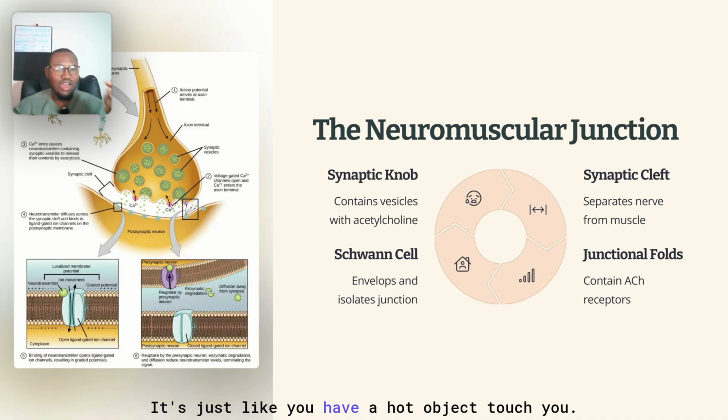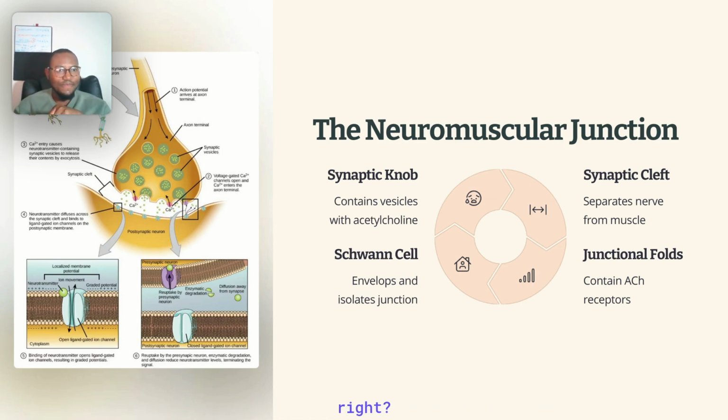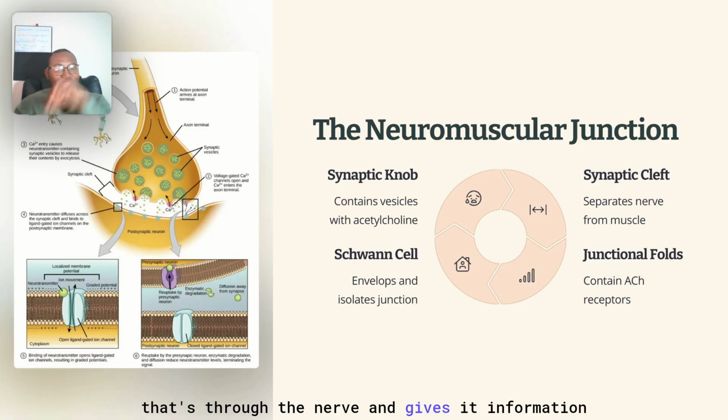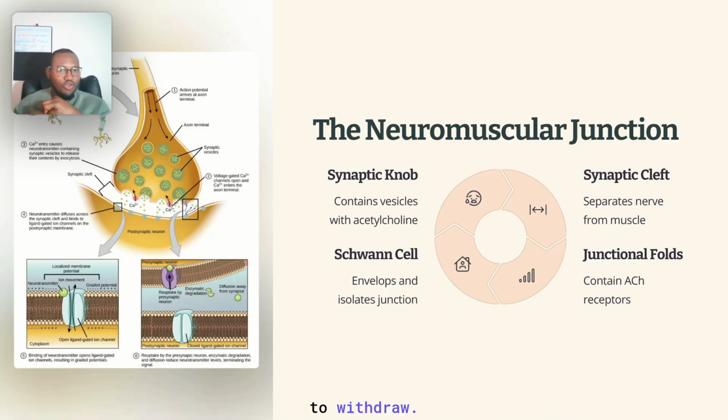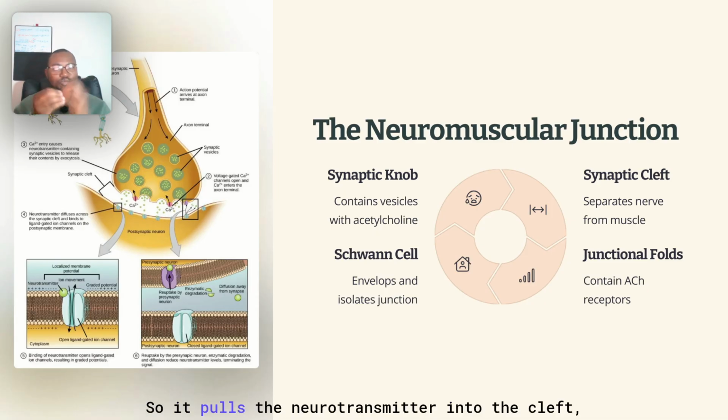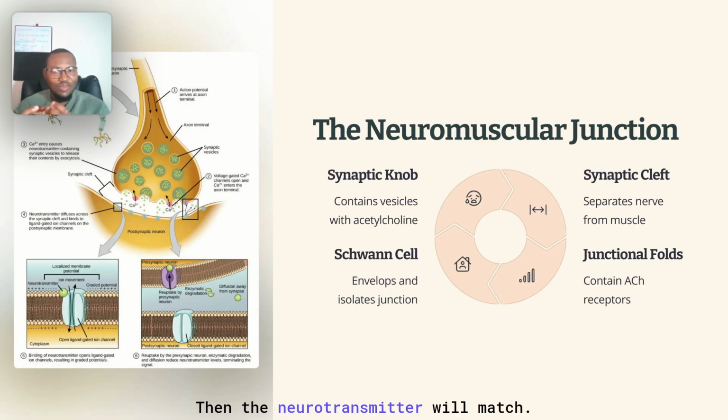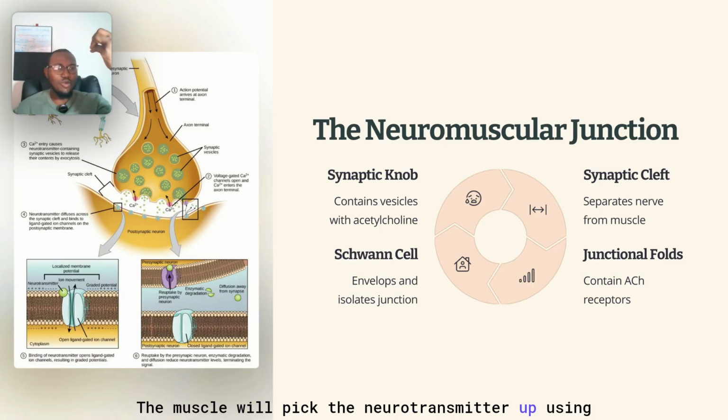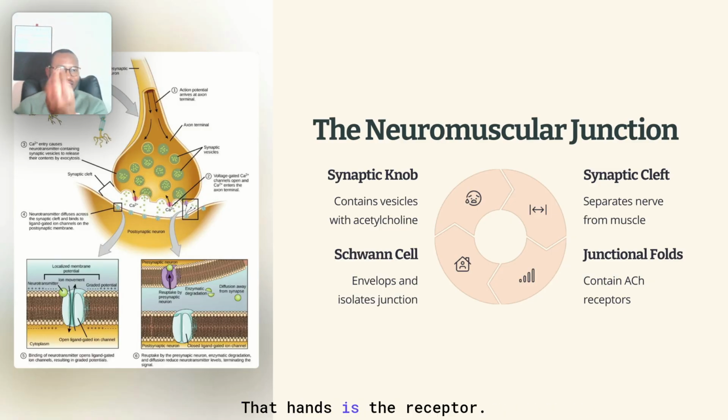It's always the beginning. So the information is coming from the nerve. It's just like you have a hot object touch you. That hot object has triggered an action potential. The action potential comes to that point where it touched you, right? And that's through the nerve, and it gives the information to contract, to withdraw your hand. How does it give the information? Through the neurotransmitter. So it pours the neurotransmitter into the cleft, right? Then the muscle will pick the neurotransmitter up using its hand. That hand is the receptor.